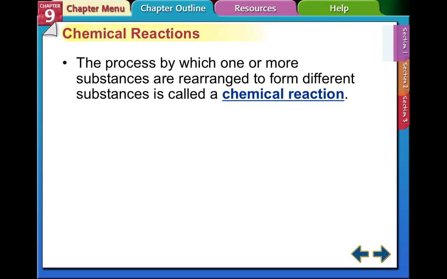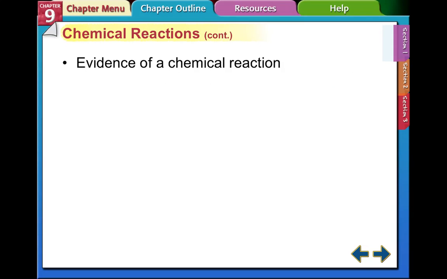Okay, what is a chemical reaction? It is the process by which one or more substances are rearranged to form different substances. Remember, the reason we have chemical reactions is because all the elements are trying to have 8 in their outer shell. They're trying to fulfill that octet rule. If they don't have 8 in their outer shell and that valence electron, they're not happy. So they are going to chemically react or cause a chemical reaction until they get to be happy.